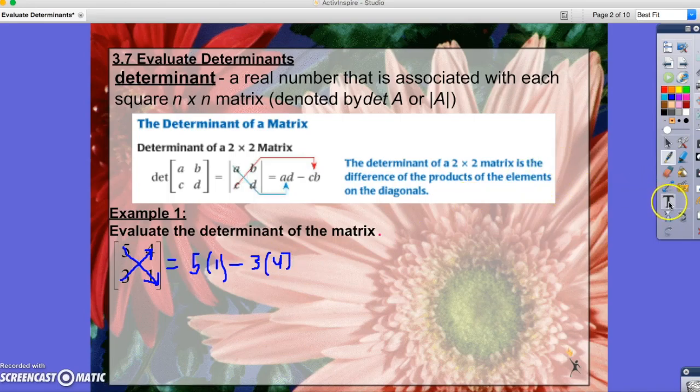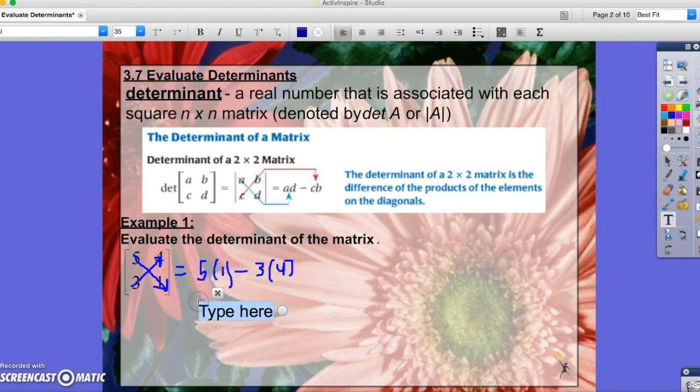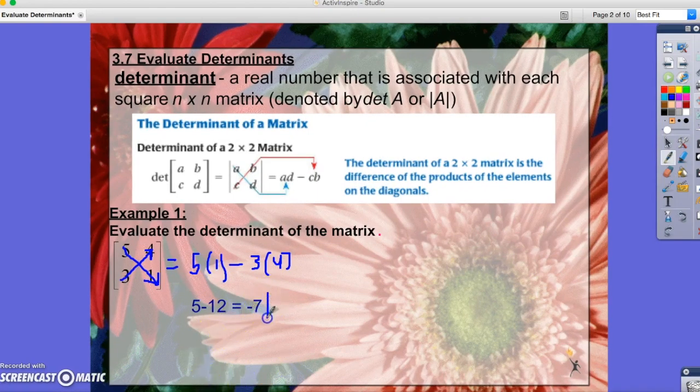I'm going to switch to typing here. So what I get is 5 minus 12, which equals negative 7. So my determinant A is negative 7. So it's a single number. We take the matrix and we turn it into a number.